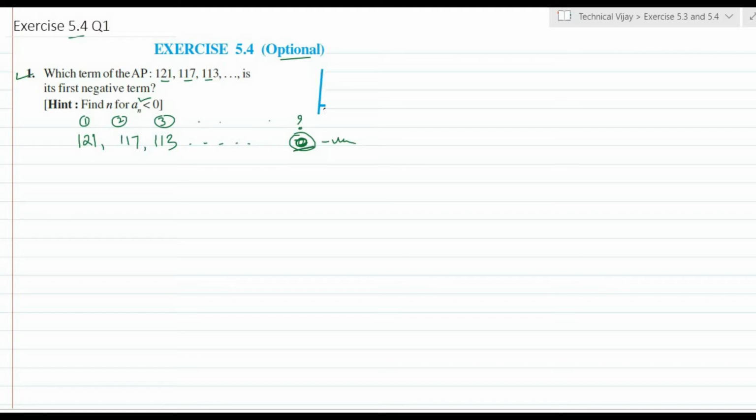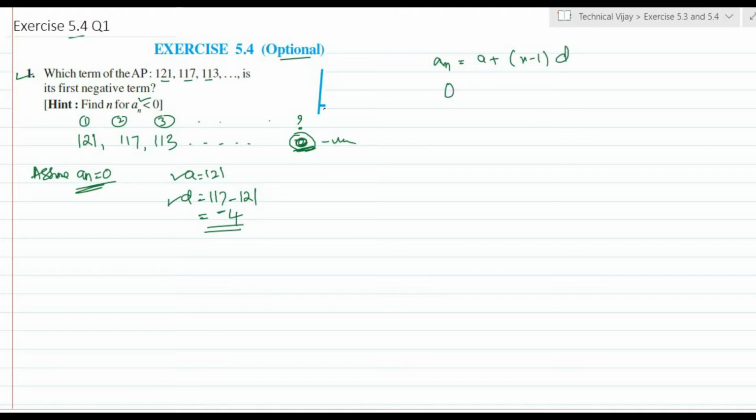Okay, so we will assume this as 0. We will first assume an is equal to 0. First term a is equal to 121. d is equal to 117 minus 121, which is equal to minus 4. We know a and d, and an value we have assumed, so we have to calculate n. So an is equal to a plus (n minus 1) into d.